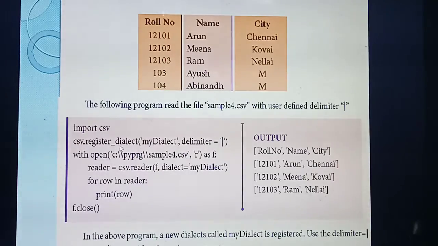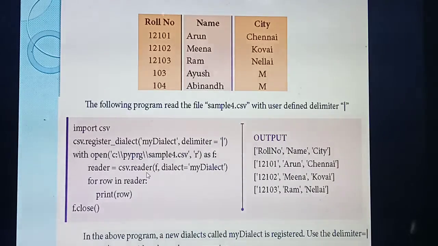So csv.register_dialect, my dialect, the delimiter is which symbol? Pipe symbol. You are going to use the pipe symbol. Okay. Then comma. What's the next line, with open of? You are going to open from what's the file name? Sample4, so in the location C, PYPRG, sample4.csv. In which mode are you opening? Read mode. Understood? For reading, which one?